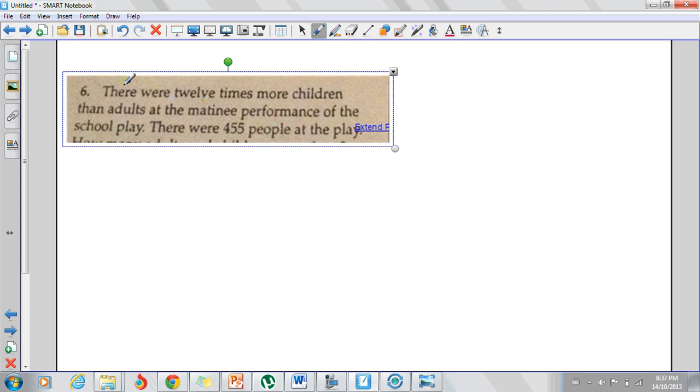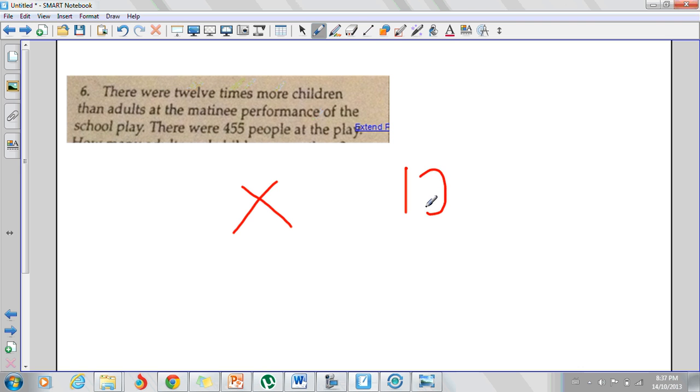So we're looking at another one here. There were 12 times more children than adults. Okay, so how many adults do we have? We got X number of adults. So X is going to be the number of adults. We don't know how many, but we know that how many kids do we have? 12 times more. So it's going to be 12 times the number of adults, which is 12 times X. So once we determine what's going to be our X, then we just look at how many times more or how many times less or whatever the next one's going to be.